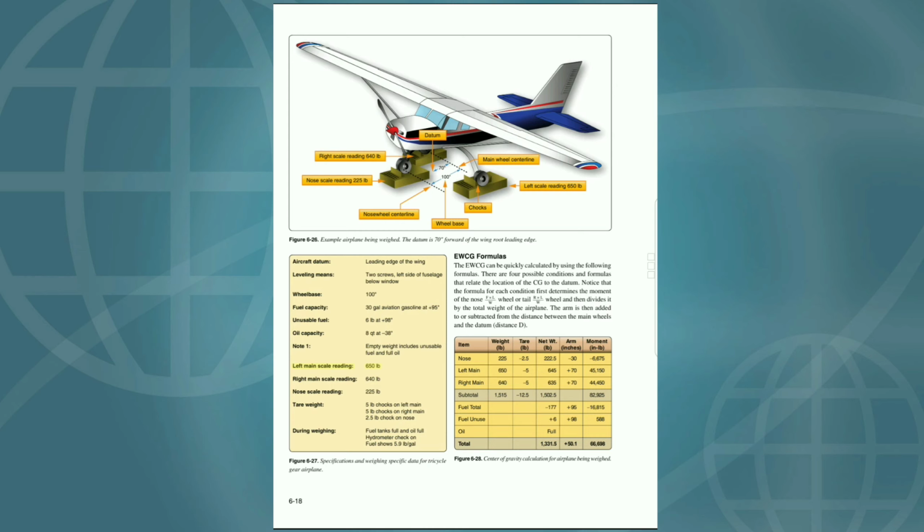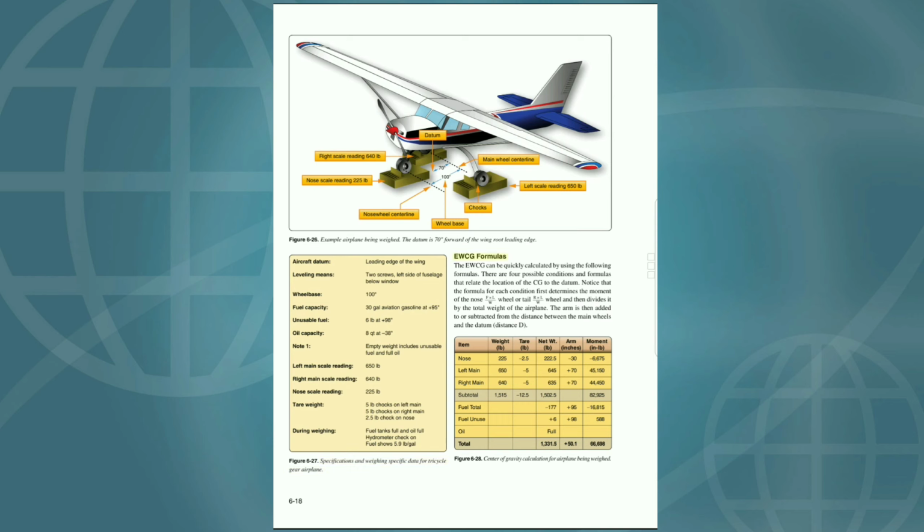Left main scale reading, 650 pounds. Right main scale reading, 640 pounds. Nose scale reading, 225 pounds. Tare weight: 5 pounds chocks on left main, 5 pounds chocks on right main, 2.5 pounds chock on nose. During weighing, fuel tanks full and oil full. Hydrometer check on fuel shows 5.9 pounds per gal. Figure 6-27. Specifications and weighing specific data for tricycle gear airplane.